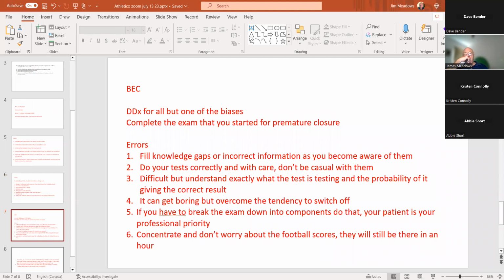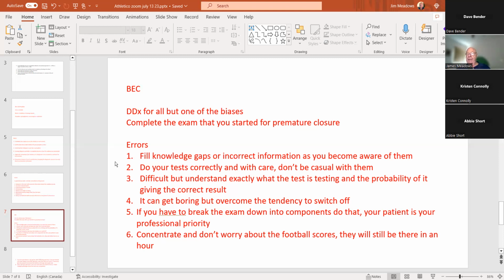So we've got bias and error correction, and the question is, how do we do it? For bias, do differential diagnoses. All right, that will cover nearly all of the biases. And I would suggest negative differential diagnoses for bias and error correction. If you're worried about premature closure, complete the exam you started. It doesn't matter what the exam is. I'm not saying do the whole exam. But if you started doing script focus hypothetical abduction, finish that process off. Okay, finish the process off.